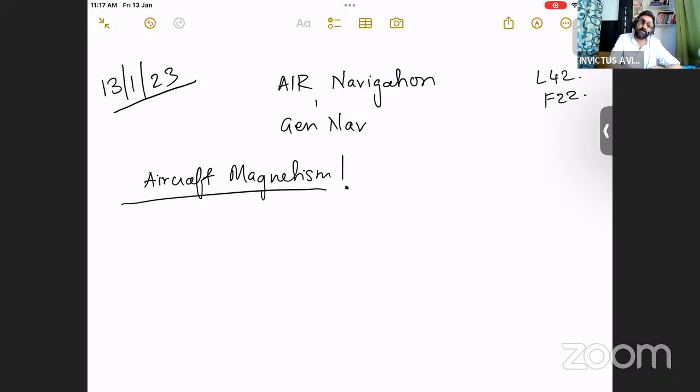So this is just like how the compass can also be affected by a local magnetic field, but only in the aircraft and the earth's magnetic field. A compass needle will only be impacted by that.